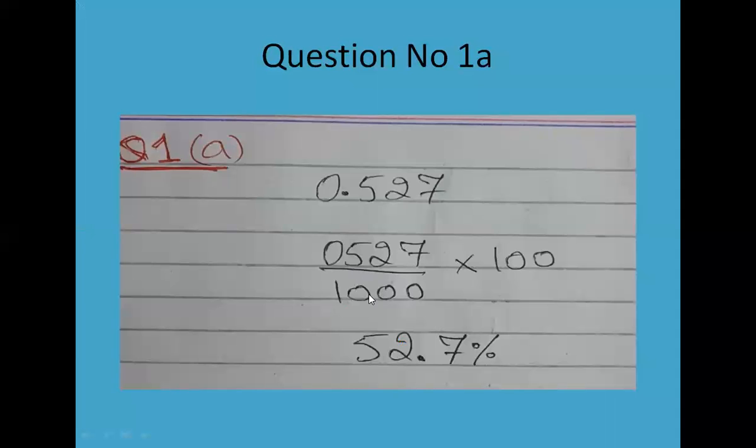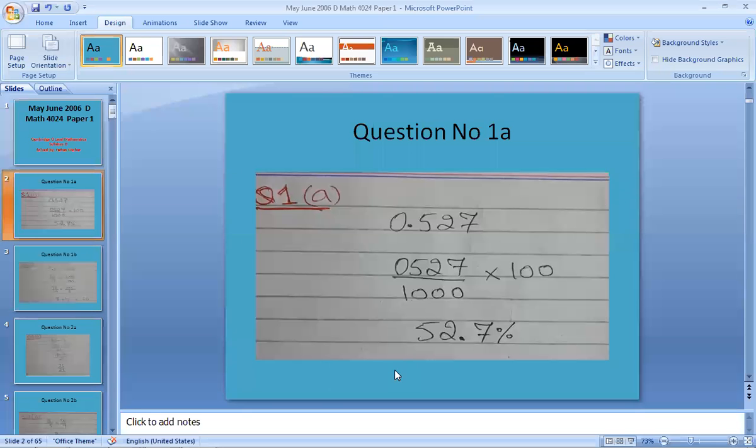So 527 divided by 10, and that will be 52.7%. Because downstairs you will have 1 0, so the decimal which is here will come one step to the left. So final answer will be 52.7%. Hopefully you understand.